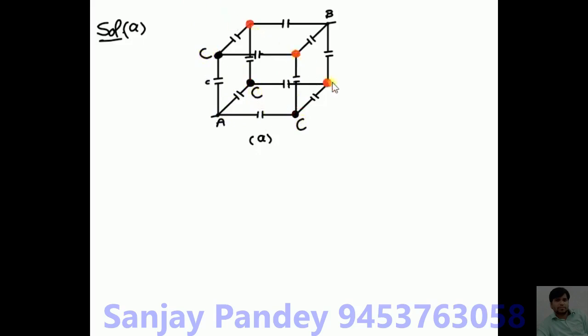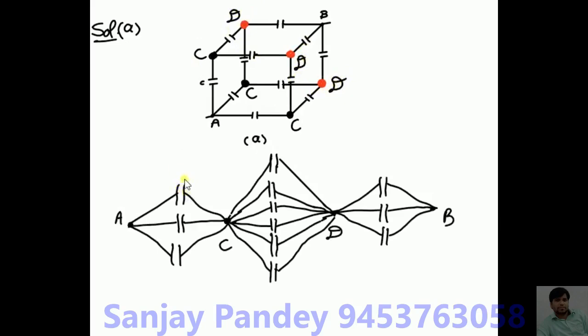Now red positions are also symmetrical, because from this red position to B we encounter one capacitor. From here to B we encounter one capacitor. From here to B we encounter one capacitor. From this position to C we encounter one capacitor, and likewise for the other positions. So these positions are also symmetric, and these positions are equipotential positions. Now we denote these positions by D. So this position is D, this position is also D, and this position is also D.